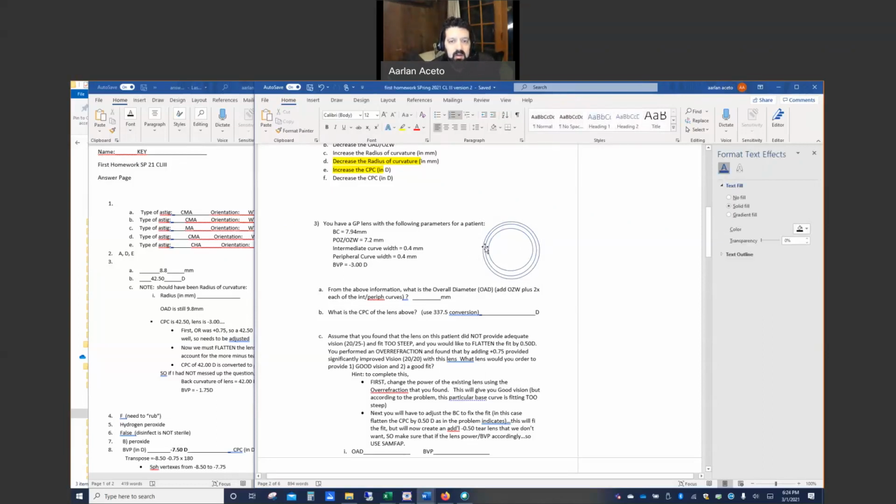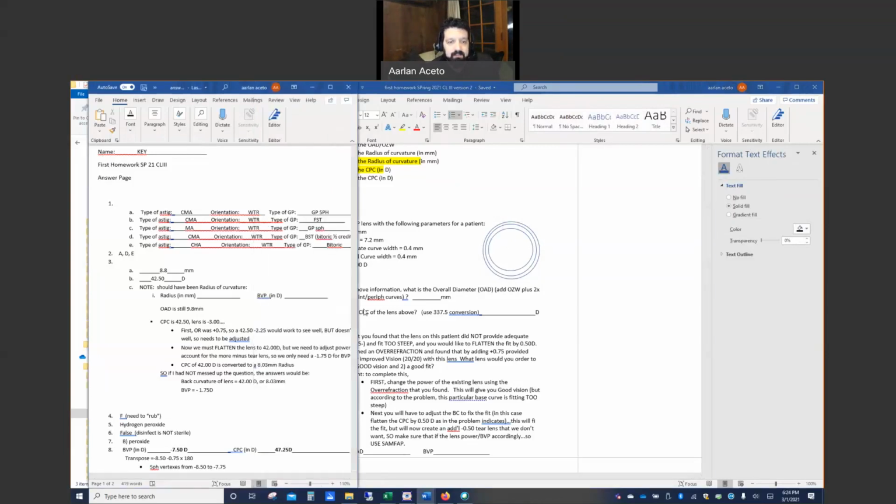Remember, the overall diameter is just this width plus all of your peripheral curves added together. 0.4, 0.4, 7.2, 0.4, 0.4. Add them all up with a calculator. Do it in your head. Don't care. But the answer is 8.8.